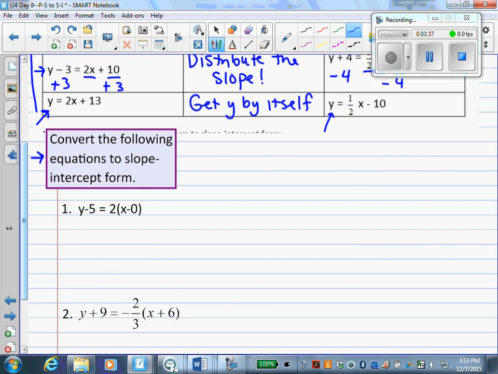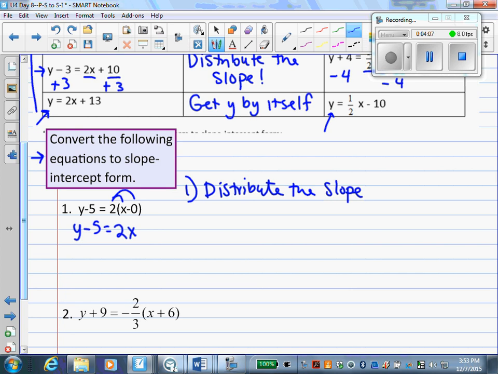So our first step, again, was to distribute the slope. I'm going to write that one more time to help it stick in our minds. So our slope is the 2. So I'm going to distribute this. So we get y minus 5 equals 2x. And then 2 times 0 is just 0. So I could say minus 0, I could say plus 0, or I don't really have to write anything. I could just leave it off. So I think I'll do that because that's more simplified.